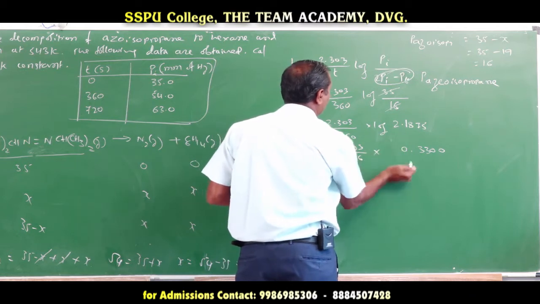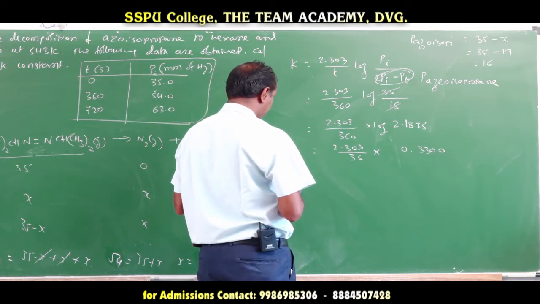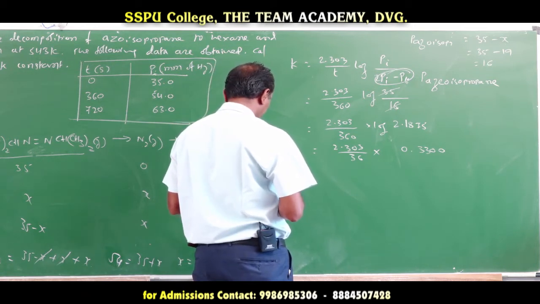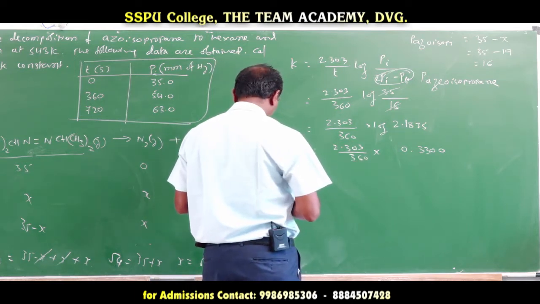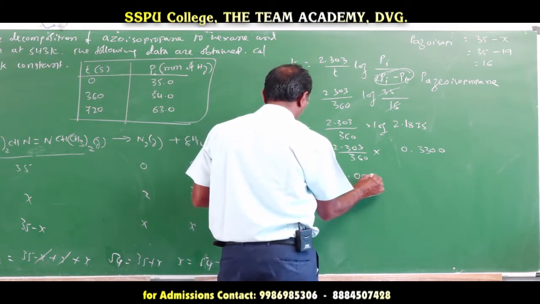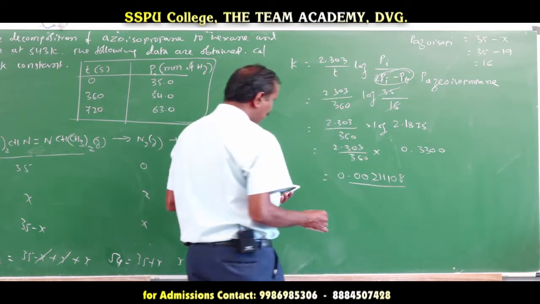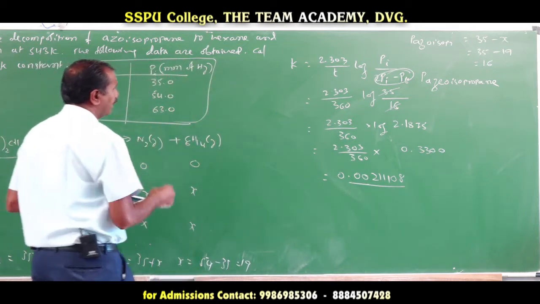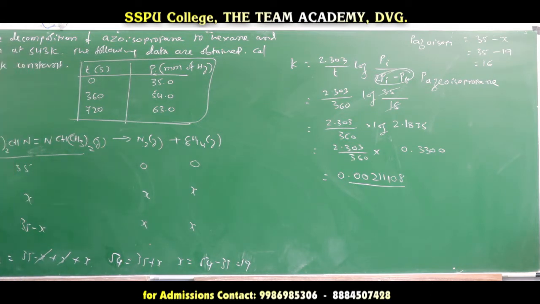So 0.3300 divided by 360 gives 0.0021108. That is the value of K. Okay, now we'll see once again.